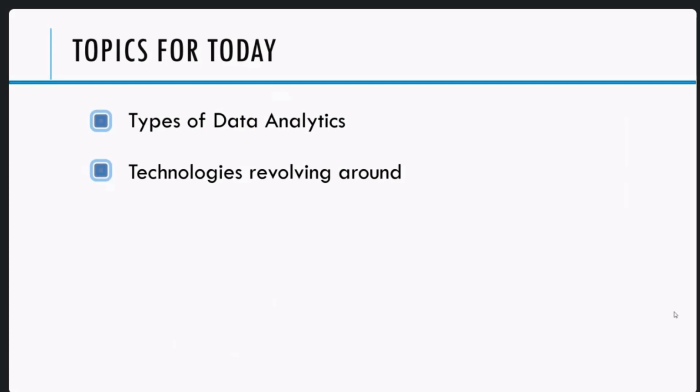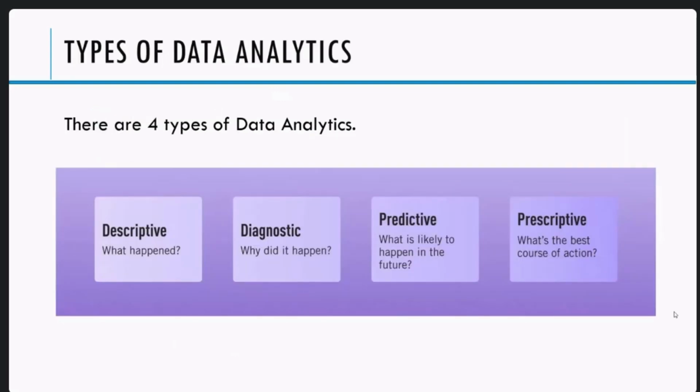So let's begin with the types of analytics. There are four major types of data analytics. You can see here I have listed four boxes. Those are descriptive data analytics, diagnostic data analytics, predictive data analytics, and prescriptive data analytics. What are they? How do they reflect in the area of data analytics? What does this mean?